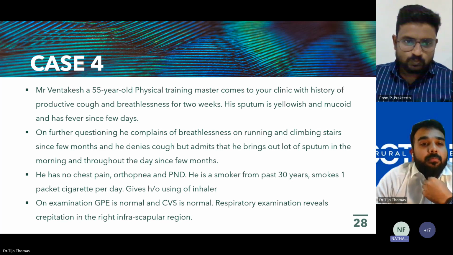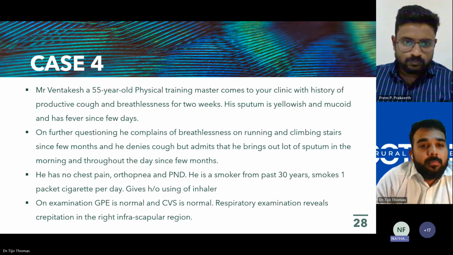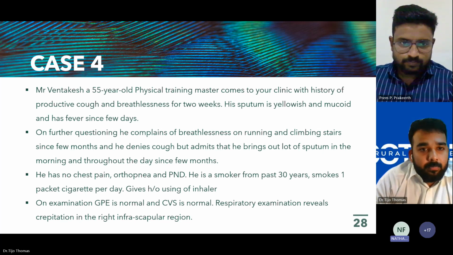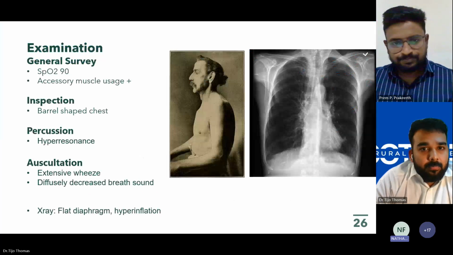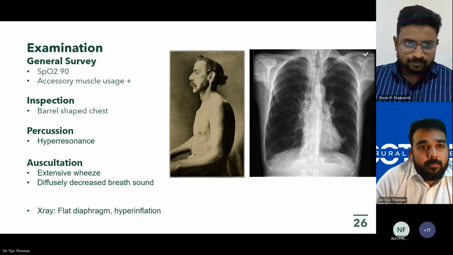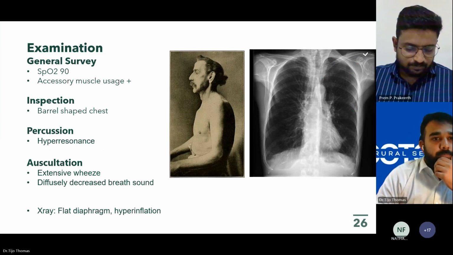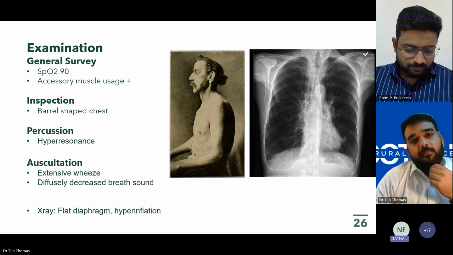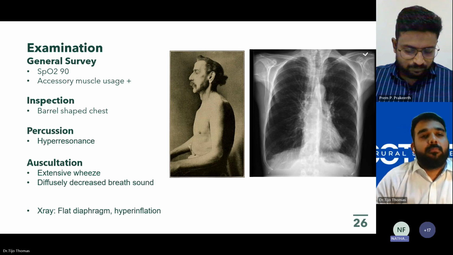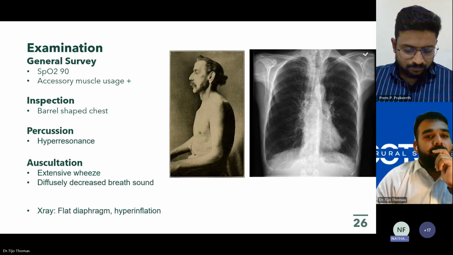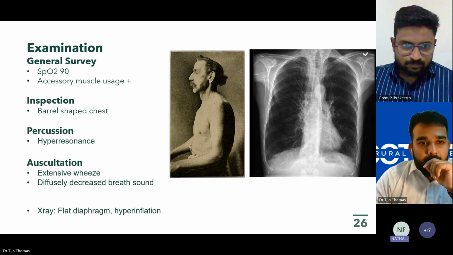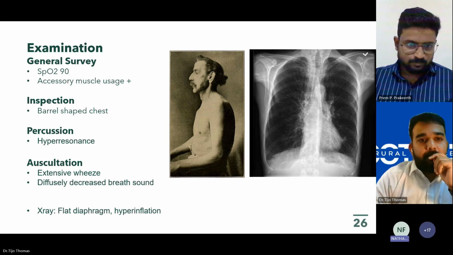On examination, general physical examination is normal and CVS is normal. Respiratory examination reveals crepitus in the right infrascapular region. On general survey, SpO2 is 90, accessory muscle usage is present. On inspection, barrel shaped chest; percussion, hyporesonance; auscultation, extensive wheezes with diffusely decreased breath sounds. X-ray showing flat diaphragm with hyperinflated lung.